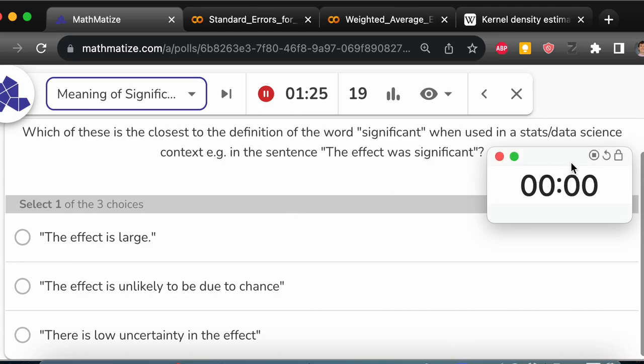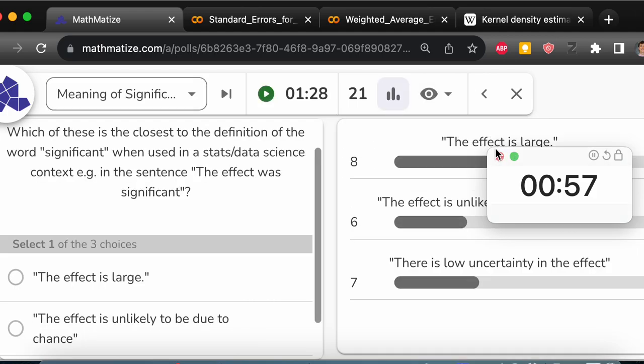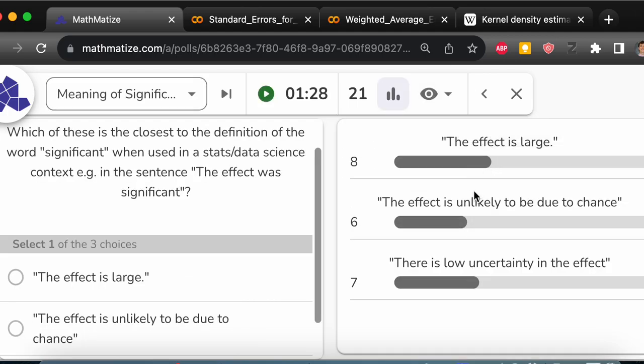Okay, people put it in right away, so maybe you guys all know what significant means. Oh boy, a 3-way split. We got an 8, 7, 6. So of 21 people who voted, the most has 8 and the least has 6. So of course this means we must go discuss, try to come to a consensus.